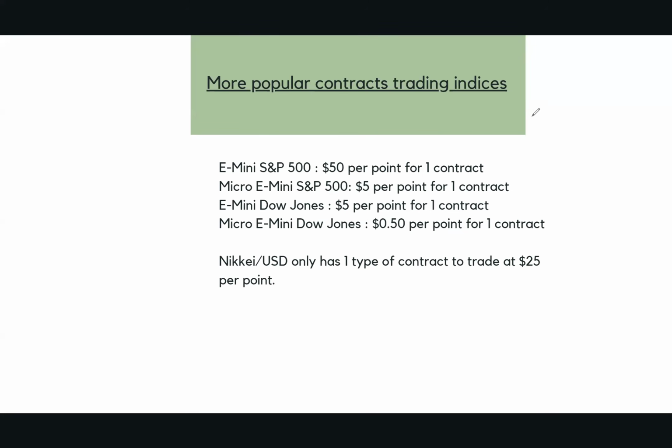US 30. Then you have the Nikkei USD, which is also an index, but it only has 1 contract type and it's $25 per point. You can find all this out on cmegroup.com.